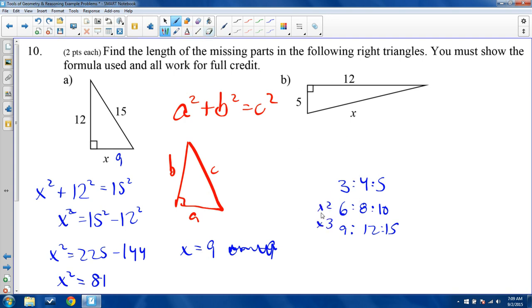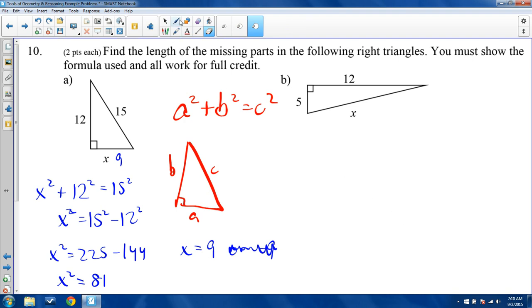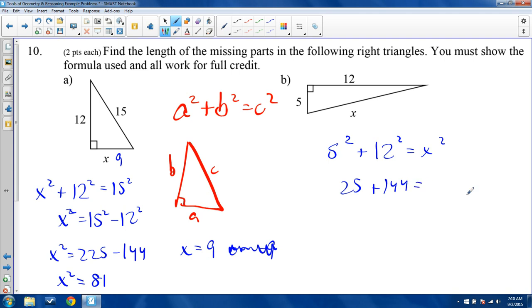This is another one. This is called a 5, 12, 13 special triangle, so I already gave you the answer before you know it. But you still should probably use Pythagorean theorem to show your work to solve for it. So I will do that anyway, and we get 13 or negative 13, but as we know, distance is positive. This is just 13.